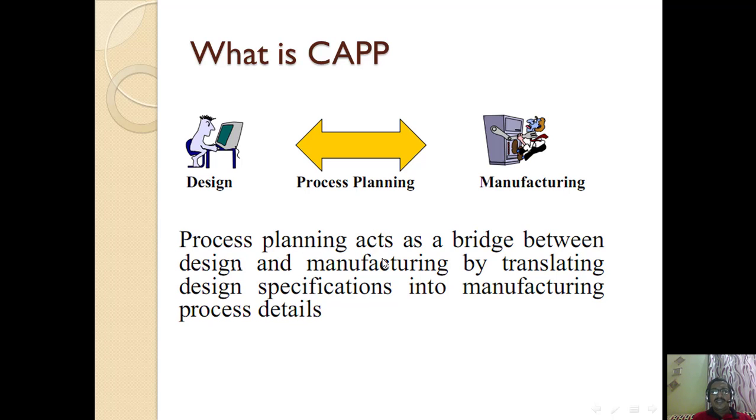So what is process planning? Here process planning acts as a bridge between design and manufacturing by translating the design specification. Design specification means its size, shape, surface finish, its weight, its material, this kind of thing, into manufacturing process detail. That is process planning.